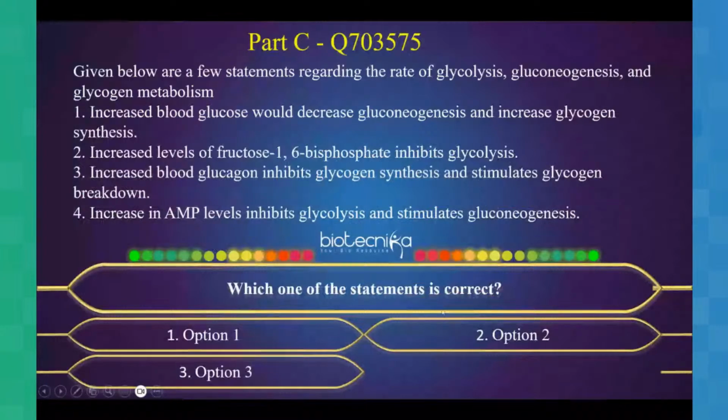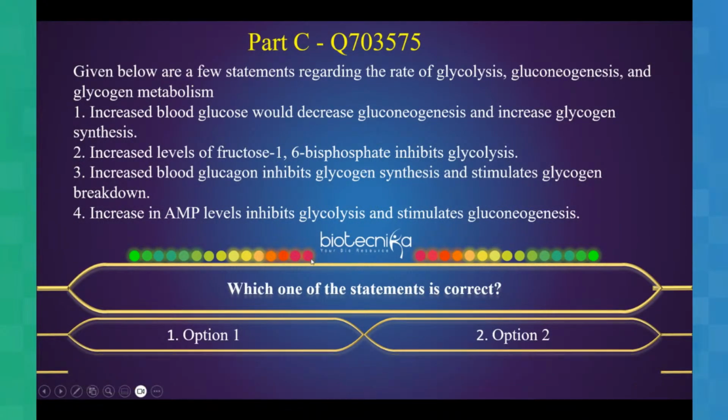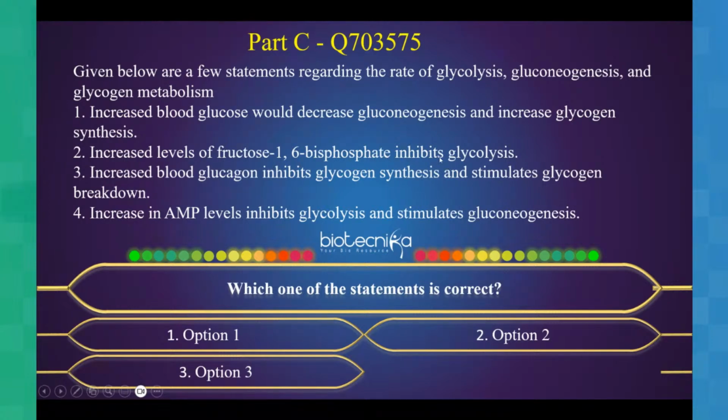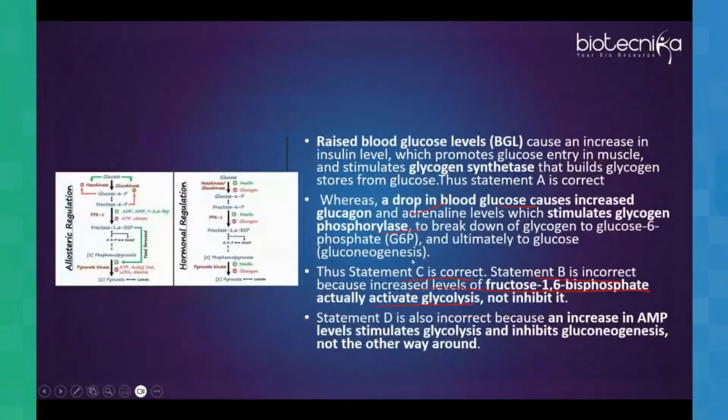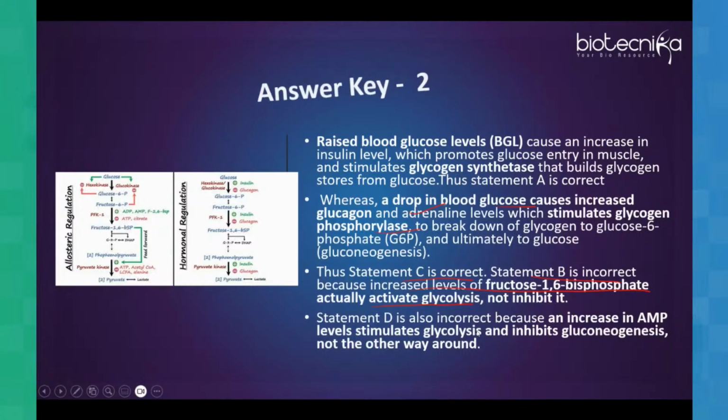Option B is saying increased levels of fructose 1,6 bisphosphate inhibit glycolysis. So that is why it is wrong. And statement D is also incorrect, because an increase in AMP level stimulates glycolysis and inhibits gluconeogenesis, but not the other way around. So here, the correct answer is option 2, where 1 and 3 is the correct option. Okay, clear? A and C is the correct option, right?